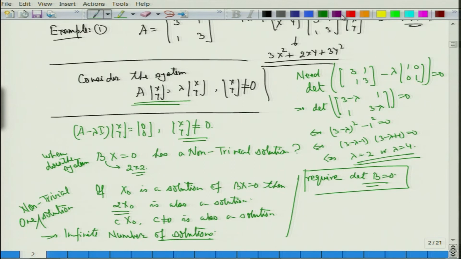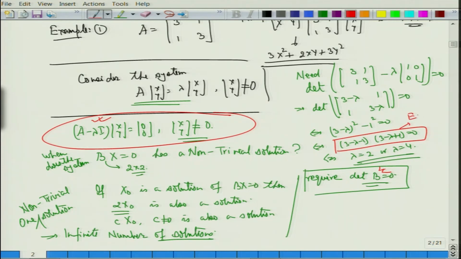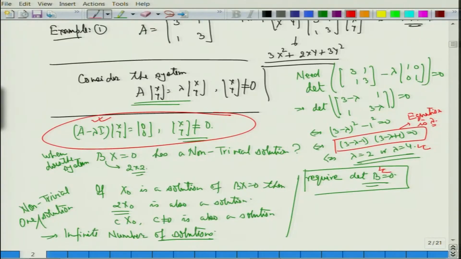I go back and look at this part. The B matrix here corresponds to the A minus lambda I matrix here. So I look at A minus lambda I, solve it, and I get an equation in lambda. It was a quadratic equation in this example because it was a 2 cross 2 matrix. In general, if it is n cross n, there will be a polynomial of degree n, and so on. So I need to solve that polynomial. Here my solutions were lambda equal to 2 and lambda equal to 4.